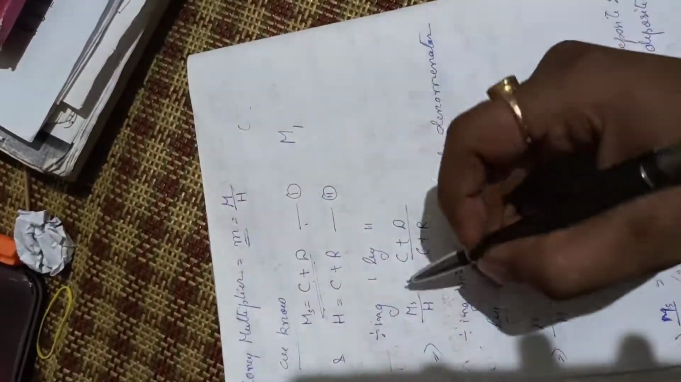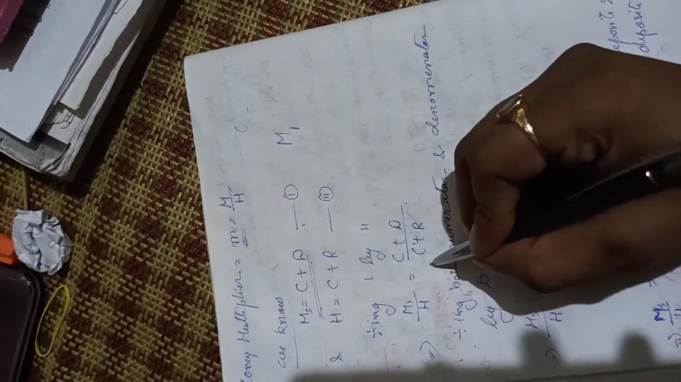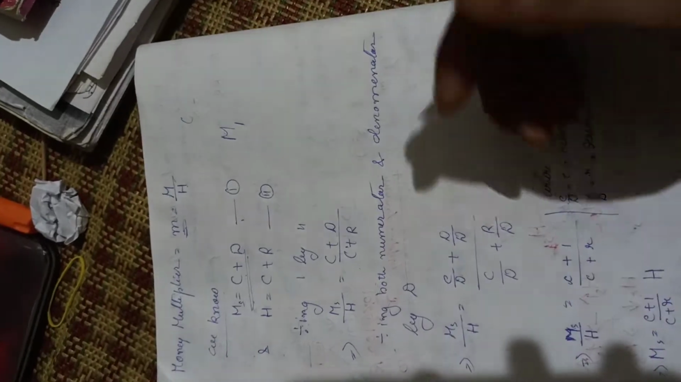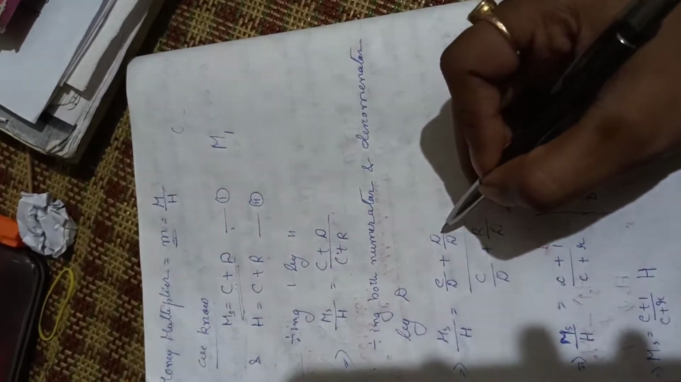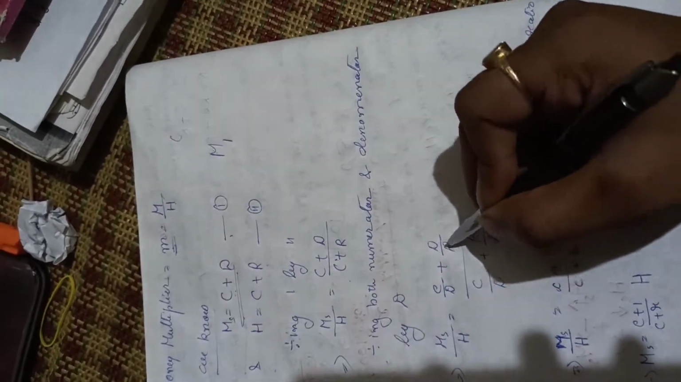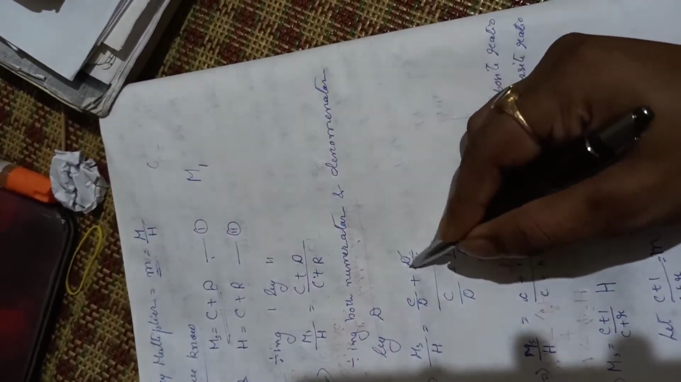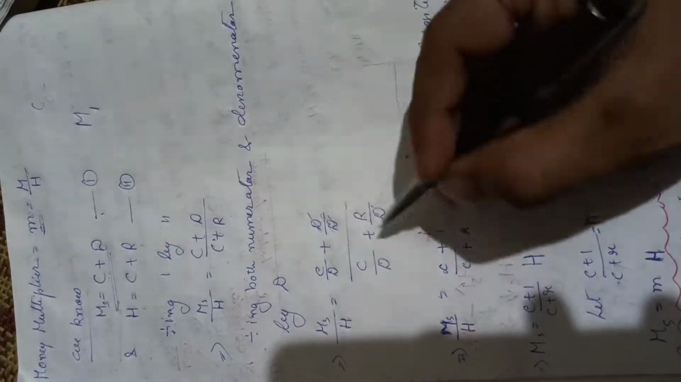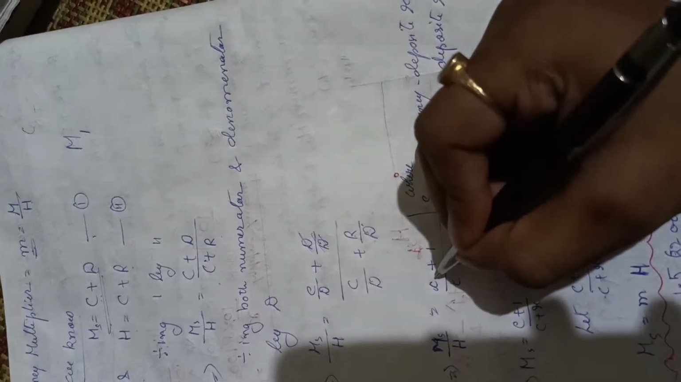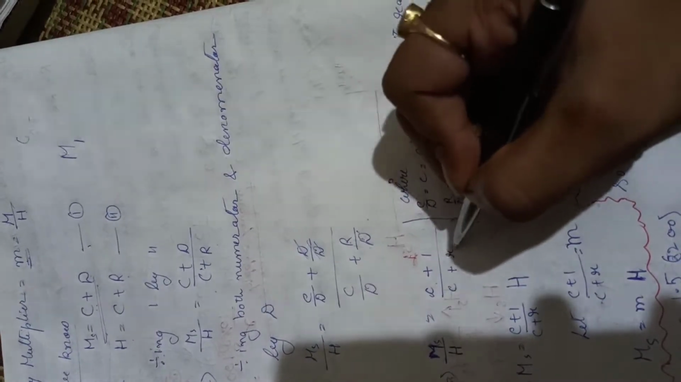Now what we will do, we will divide this 1 by 2. Now we have divided over here, and then we will divide the numerator and denominator by D. See, we are dividing both numerator and denominator by D. So this D and D will get cancelled out, and we are left with this C by D ratio and this R by D ratio. Now this C by D ratio can be represented by a small c, and this R by D ratio can be represented by a small r.